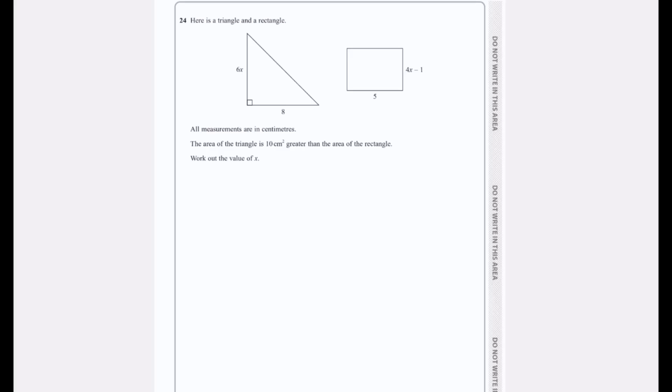Question 24. We've got a triangle and a rectangle. The area of the triangle is 10 centimeters squared more than the rectangle. Work out the value of x. So we have to make this into an equation. The area of the triangle is half times the base times the height. Half of 8 is 4. So it's 4 times 6x. 4 6s are 24. So the area of the triangle is 24x.